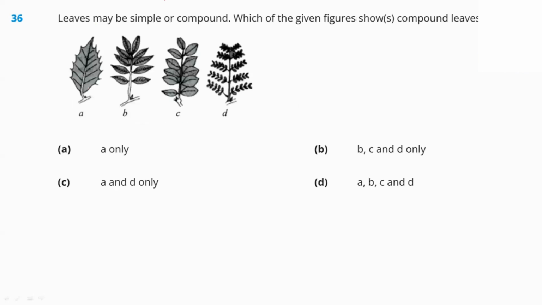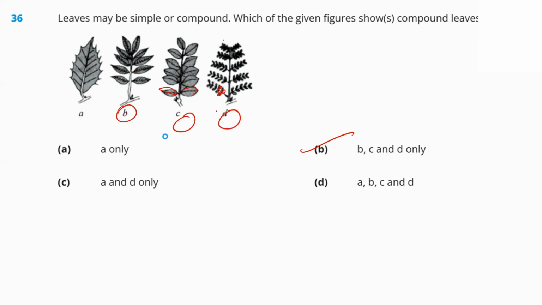Next question. Leaves may be simple or compound. Which of the following have compound leaves? Now, compound leaves are such leaves which are actually divided into small leaflets, okay? And together they appear to be one single leaf as a whole. So these leaves are divided usually into leaflets. If you notice, these tiny leaves that you see in picture D, picture C, and picture B, they all are actually leaflets of a larger leaf, right? So option number B is our right answer. B, C, and D all are compound leaves.